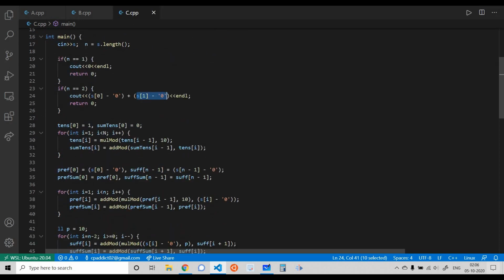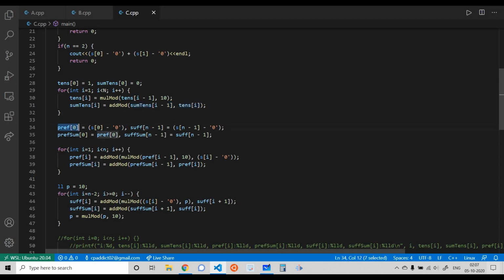Otherwise, yes, I moved on with my solution which I had explained. I've calculated the values of these tens and sum tens, and during my calculation I have also taken the mod of it, taking the modulus value. These are the mul mod function, which is basically multiplying these two terms and taking mod. Add mod is performing the operation of adding up these two values and taking the mod of it.